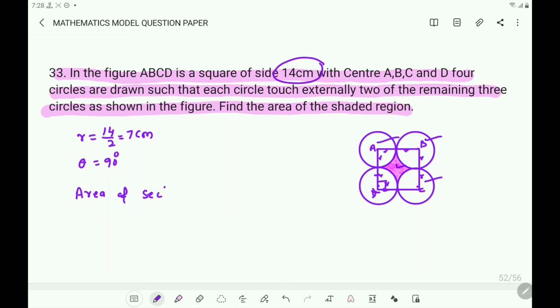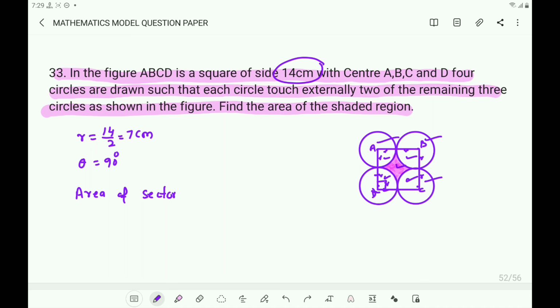Here 4 sectors are there, and area of the square minus area of the 4 sectors becomes the area of this shaded region. So first you get the area of the 4 sectors. After that you get the area of the square, and area of the square minus area of the 4 sectors becomes the area of the shaded region.